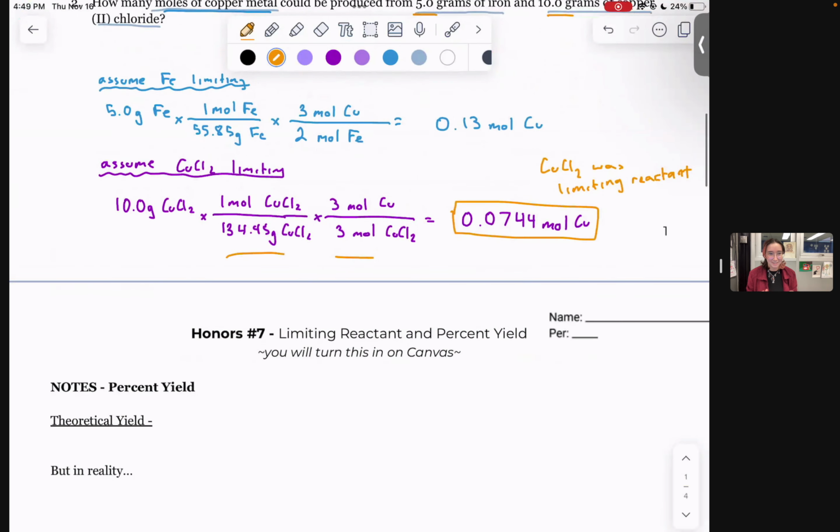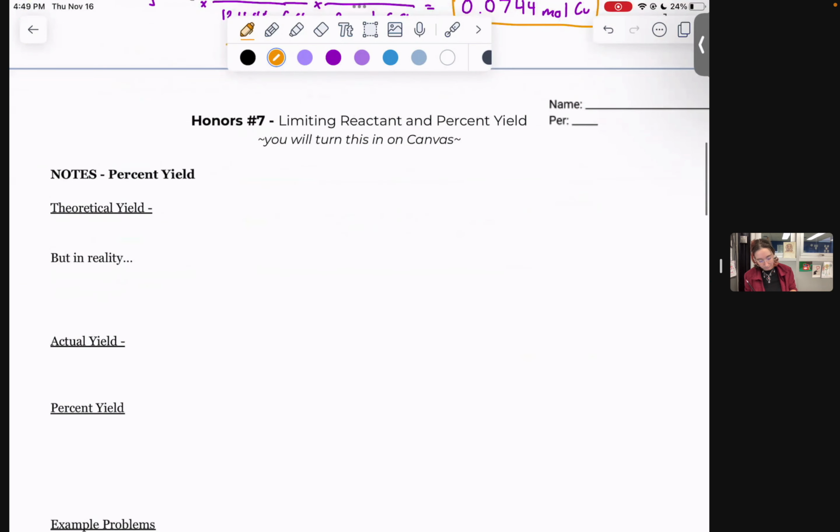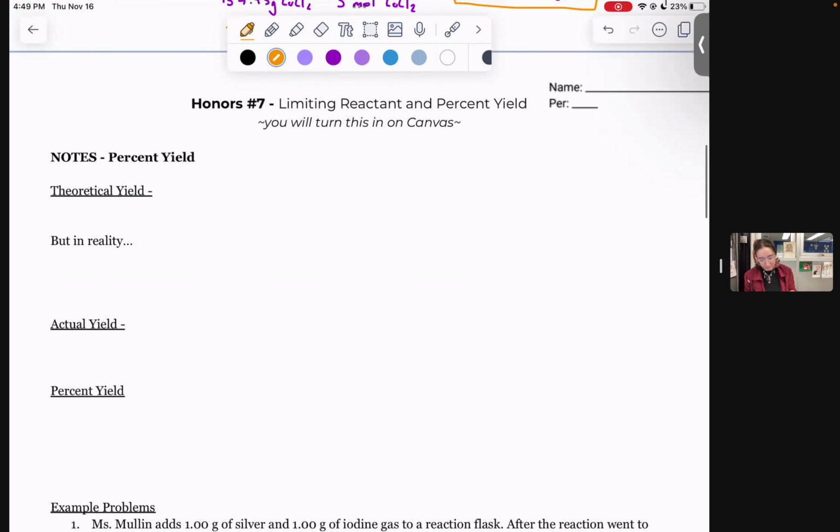It's just math, or, you know, a lot of writing, but it should be a similar process to what we've done before. So if you have your stoichiometry math down, it shouldn't be too bad. Okay, so our second concept for here is something called percent yield.